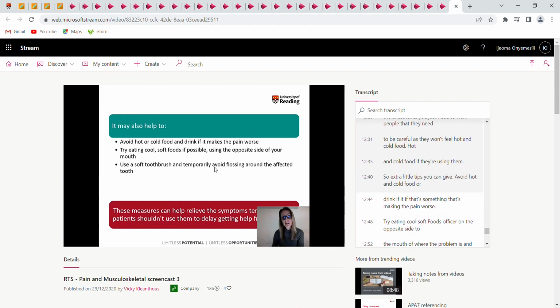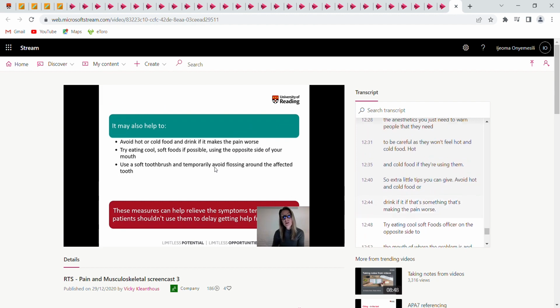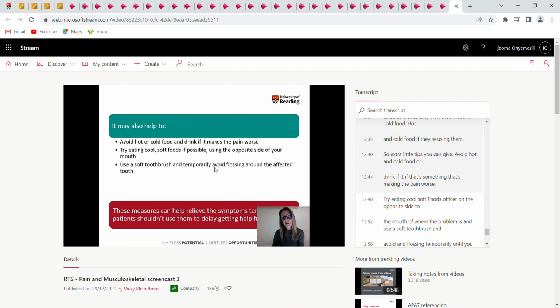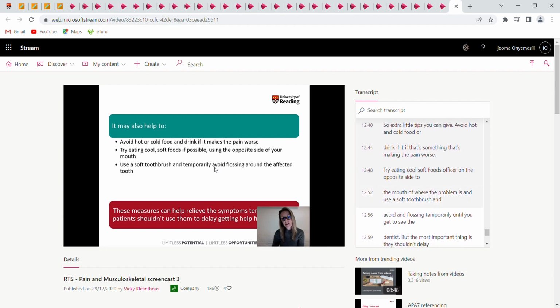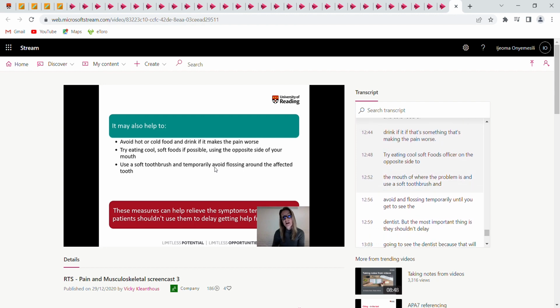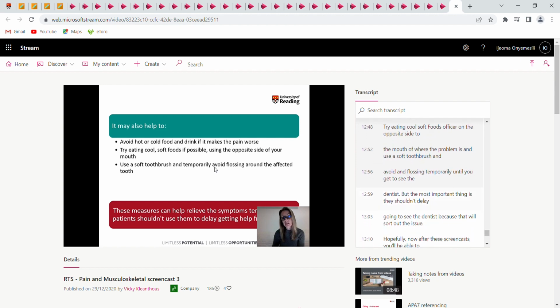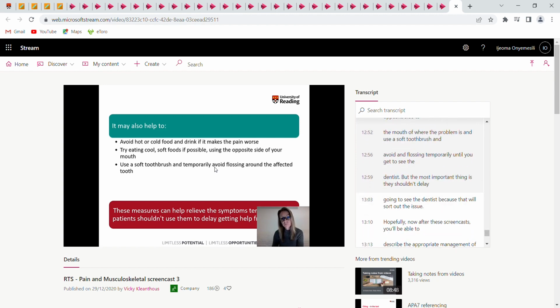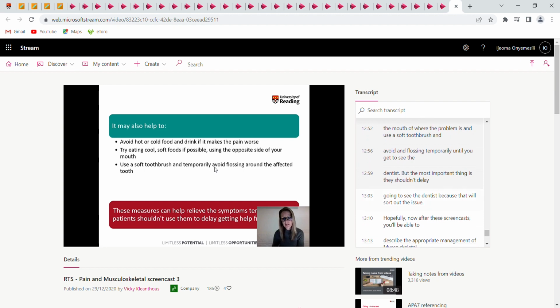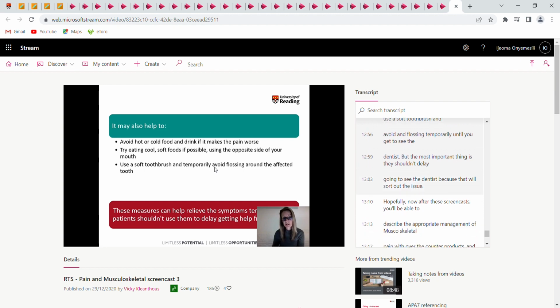So extra little tips you can give: avoid hot and cold food or drink if that's something that's making the pain worse. Try eating cool, soft foods, obviously on the opposite side to where the problem is, and use a soft toothbrush, and avoid flossing temporarily until you get to see the dentist. But the most important thing is they shouldn't delay going to see the dentist, because that will sort out the issue.